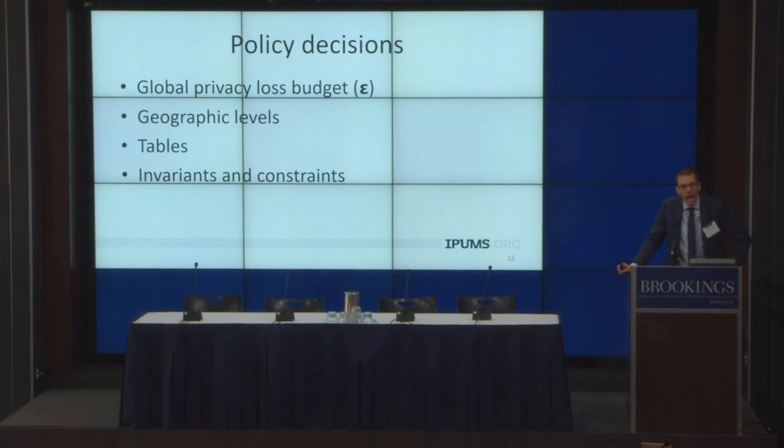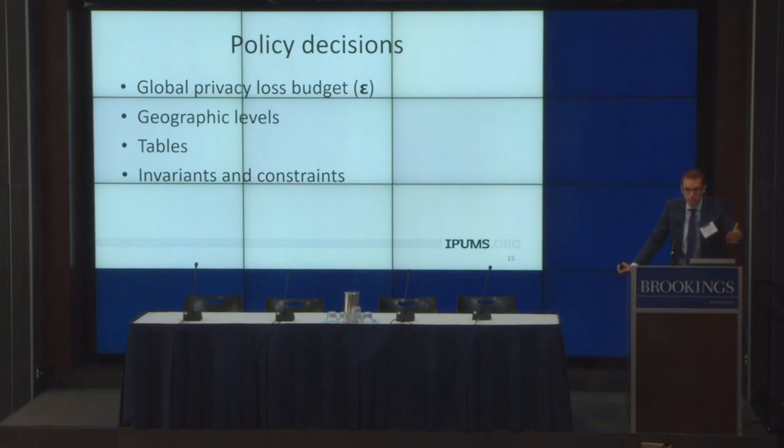2, they have to decide how to allocate the privacy loss budget to different levels of geography. They have to decide, is the census tract the most important unit of analysis? Is it the county? How do they actually subdivide that privacy loss budget? They're going to make that decision. 3, they're going to decide which data tables deserve the most privacy protection. When I talk about privacy protection, that means it's either going to be more accurate or less accurate.